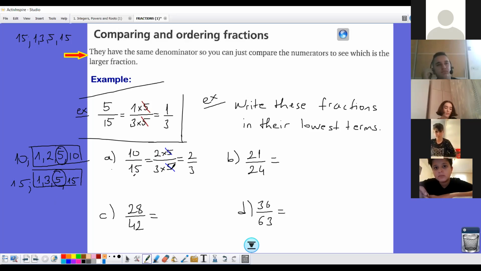And then because I have 5s here in both of them, they can cancel each other and 2 over 3 is left.